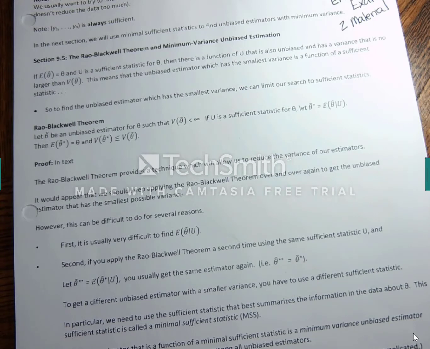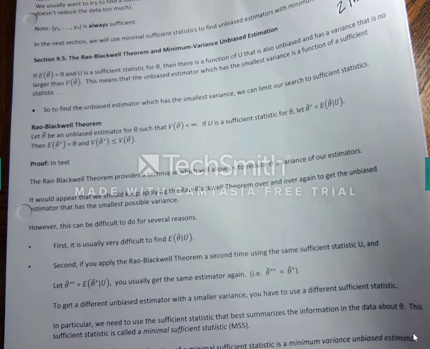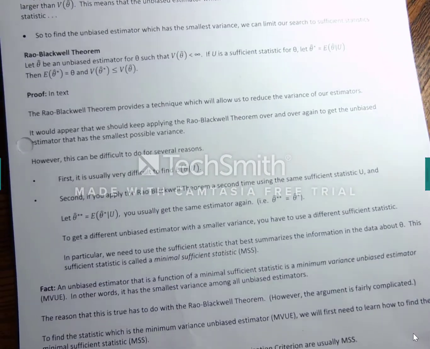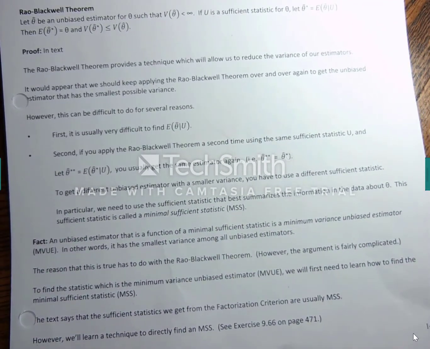So in particular, we need to use the sufficient statistic that best summarizes the information in the data about theta. And this sufficient statistic is called the minimal sufficient statistic, or the MSS. And so here's a fact. An unbiased estimator that is a function of the minimal sufficient statistic is a minimum variance unbiased estimator, and we abbreviate these by MVUE. In other words, it's going to have the smallest variance among all unbiased estimators. So this is a good thing. This is what we want. And the reason this is true has to do with the Rao-Blackwell theorem. However, the argument and the proof of it is fairly complicated, and we're not going to go through it.